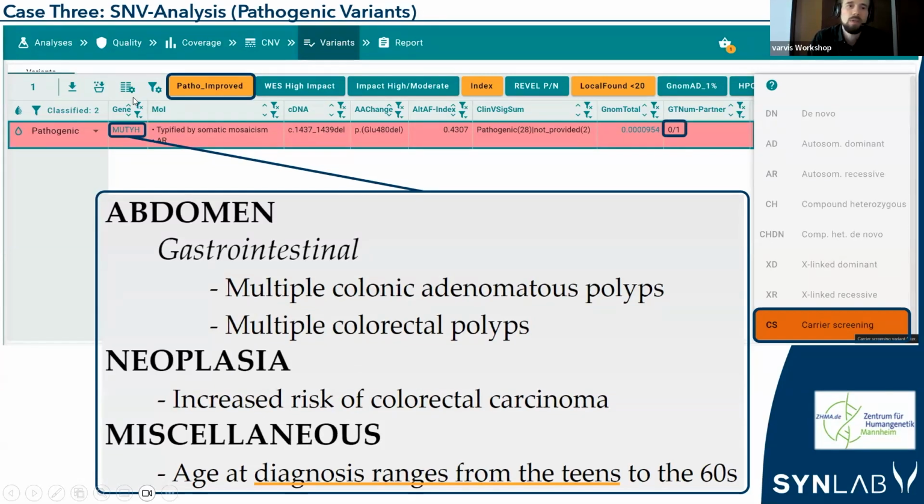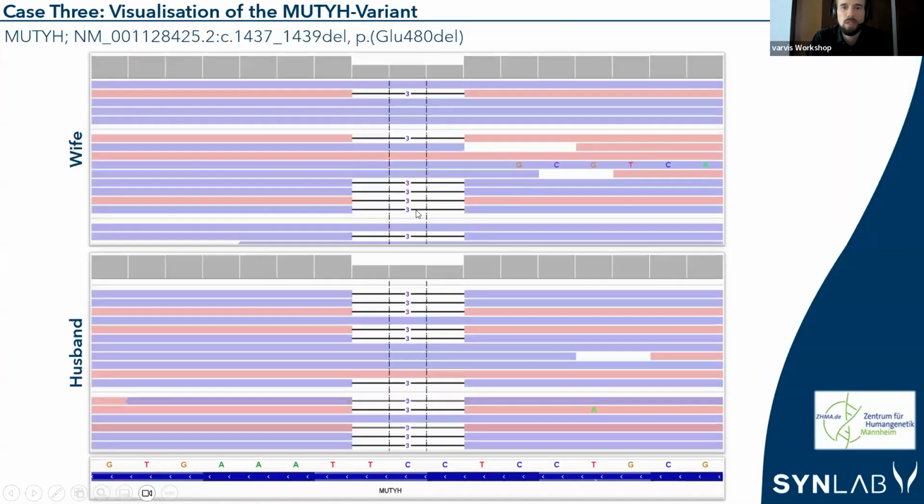And when you, for example, analyze the mother here, or the wife, you get an indication that the partner also carries this variant. In this case, 0/1 indicates a heterozygous variant. And when you then look at the alignments, you can see that both wife and husband carry this variant. So in future offspring, there might be a potential pathogenic variant in the MUTYH gene, which might then be homozygous.